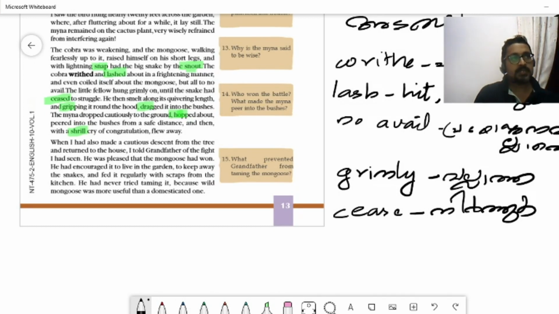It stopped attacking back. And then what did the mongoose do?